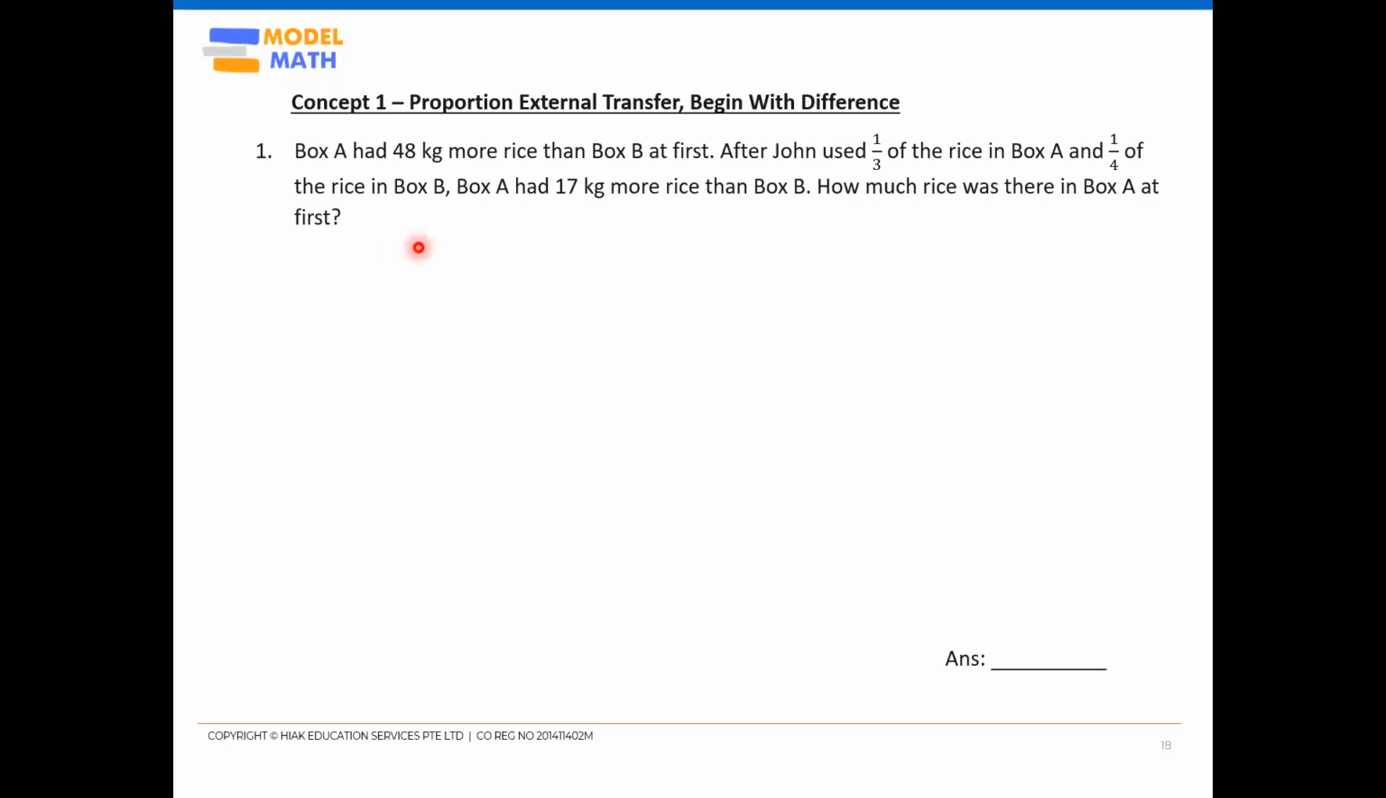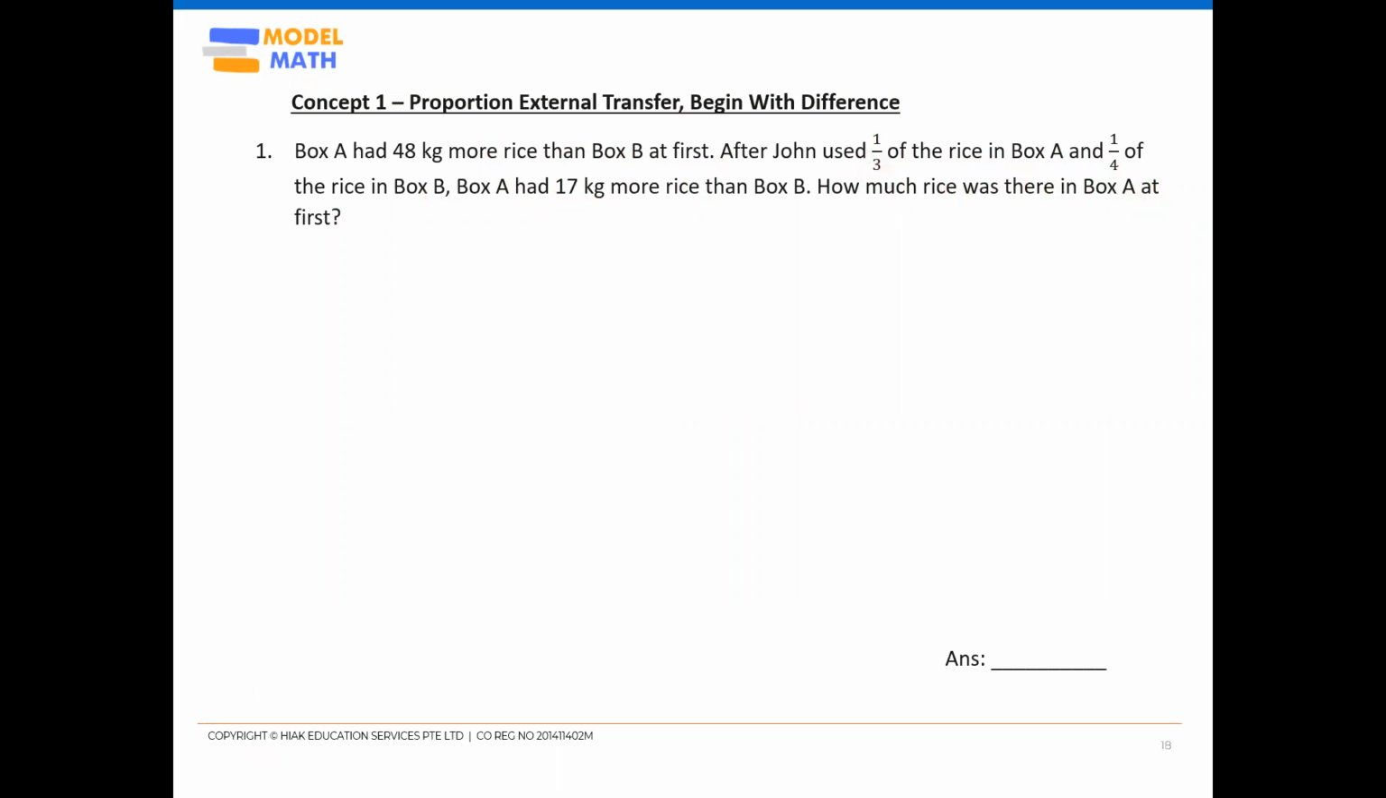So box A had 48 kg more rice than box B at first. After John used 1/3 of the rice in A and 1/4 of the rice in B, A had 17 kg more rice than B. How much rice was there in A at first?